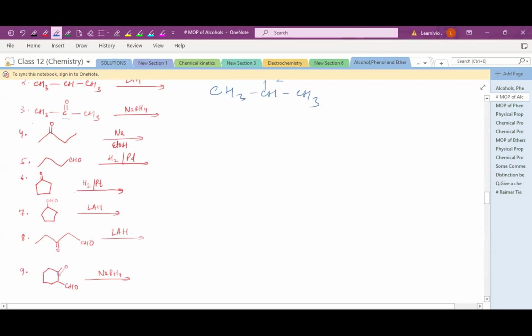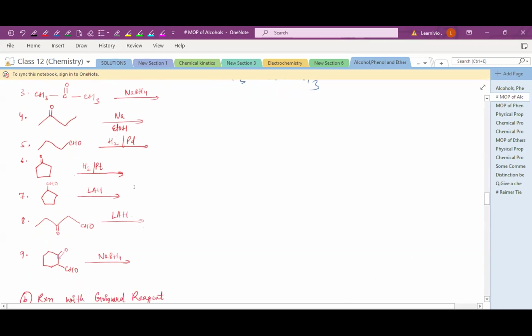This is a ketone group. So ketone will get converted into a, okay, just think about it and do the remaining ones. Let me know. From question number 3 to question number 9. Okay, good.